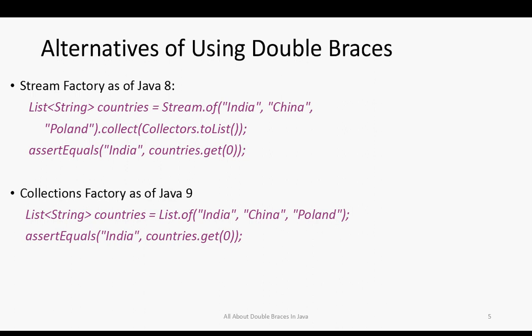While if I look at the collections factory, which is present as of Java 9, for each and every collection we have an of method where we can provide, for example, the list of countries names, and we are saying List.of, which is going to give us the list of the data type that we are passing in the of method. So that's nothing but a list of string. And then finally we are doing the assert.